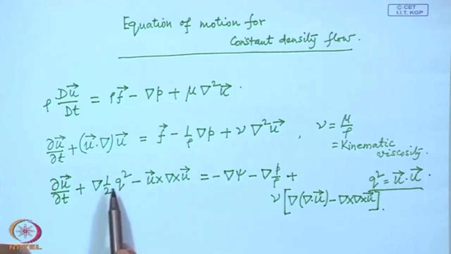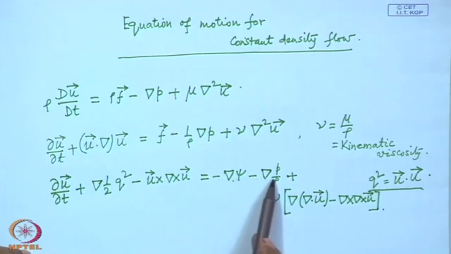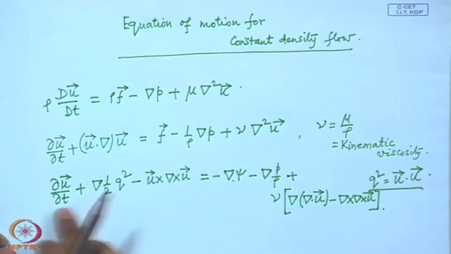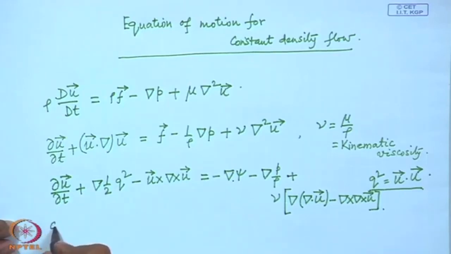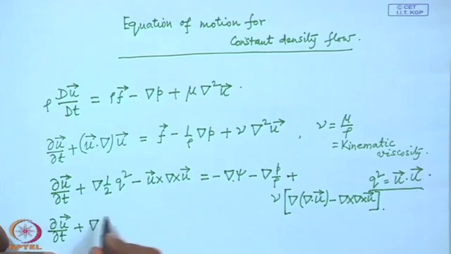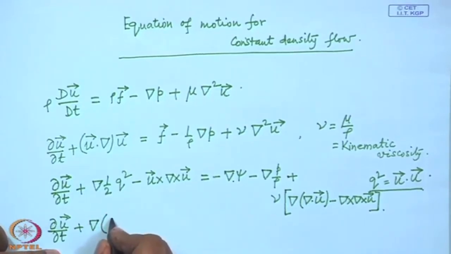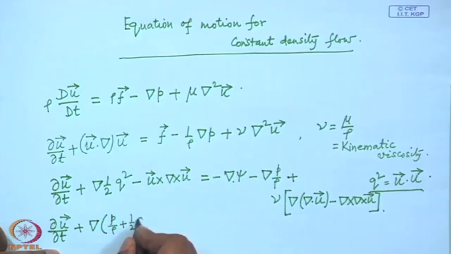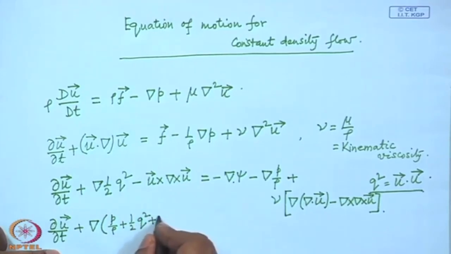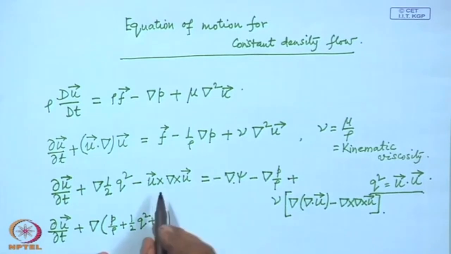Now, in this equation, you see there are three gradient terms: gradient of half q square, gradient of psi, and gradient of p by rho. We combine all these gradient terms together on the left hand side. So, we have this term, which we take to the right hand side.